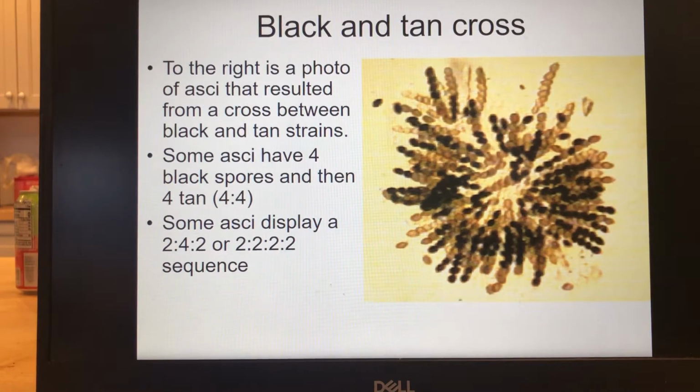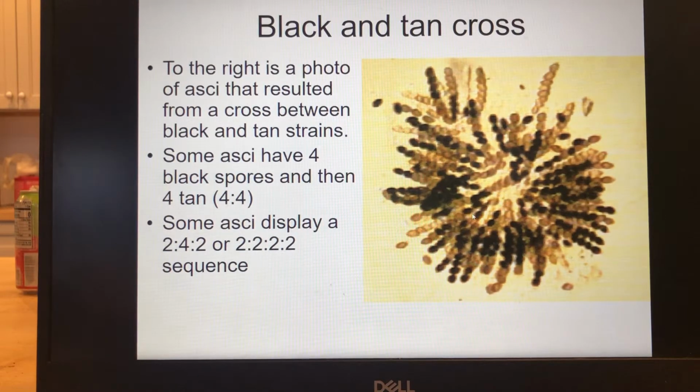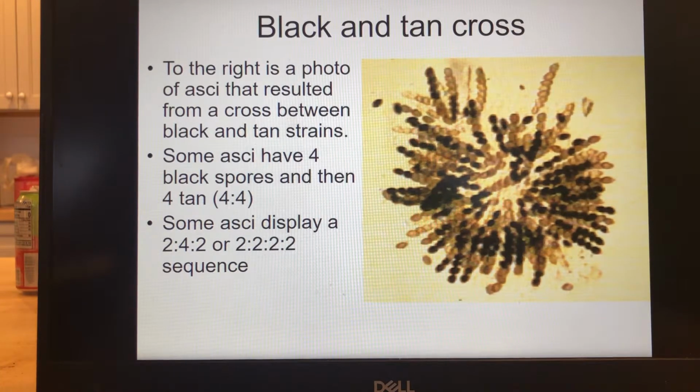Okay, I'm back. All right, so if you look here, this image is an example of when you would have a black and a tan strain cross. This is what you're going to have in your lab. And if you look, you're going to see a whole bunch of different arrangements of these spores. And yes, you kind of have to look. If you're not sure, then don't count those spores. But you're going to see some.